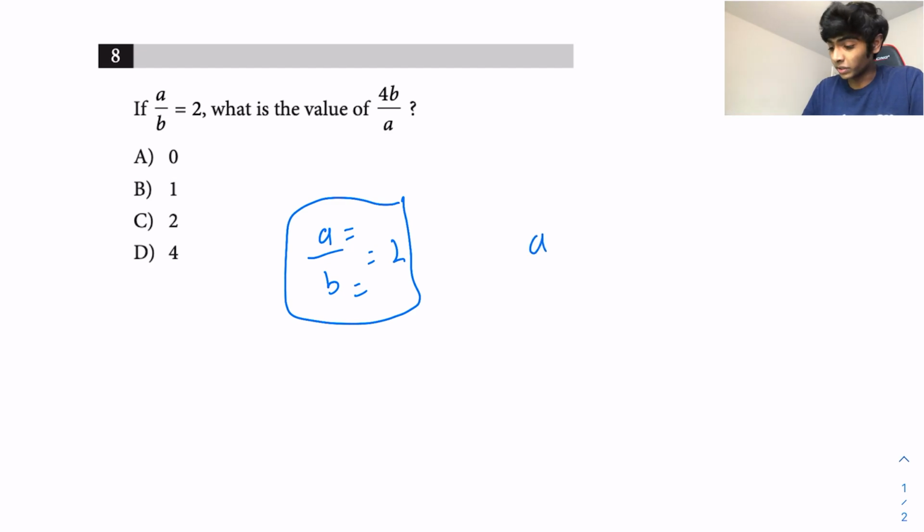So for example, let's say a equals 4 and b equals 2. So 4 over 2 equals 2. And we know this is true, right? Because 4 divided by 2 is equal to 2. So we can say that a is equal to 4 and b is equal to 2.